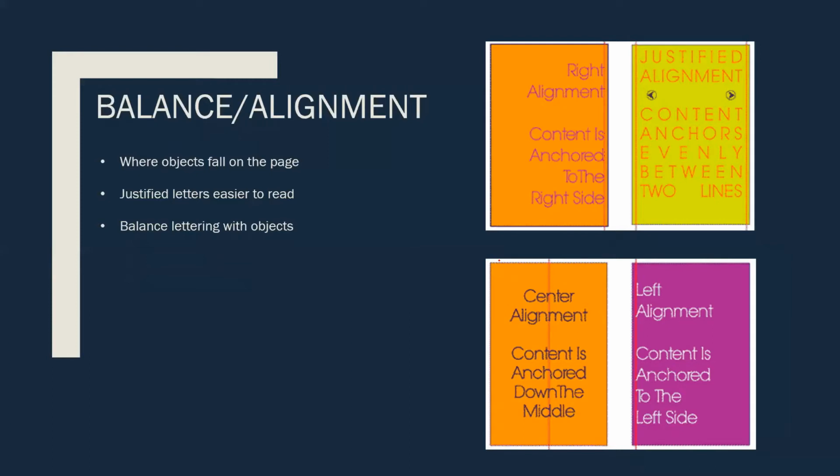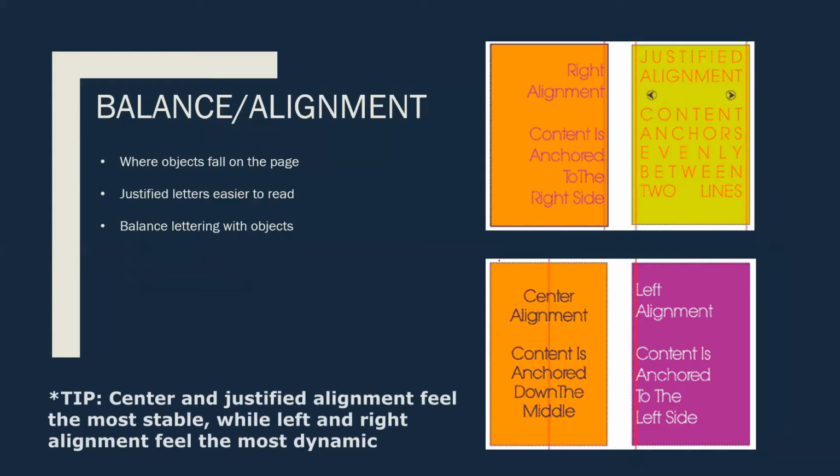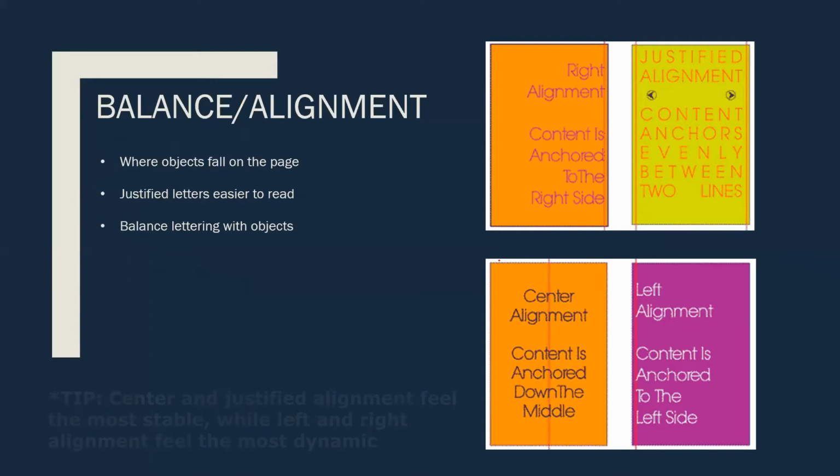Content is down the center. And lastly, left alignment, where content is on the left side of the page. So when considering balance, center and justified tend to be the most stable and well-balanced. The left and right alignment can also add some dynamism to your final design. Consider balancing out whatever alignment you choose with other components. So if text is mostly right aligned, maybe have the background be a contrasting color, or add some graphics to the left side to bring some balance.